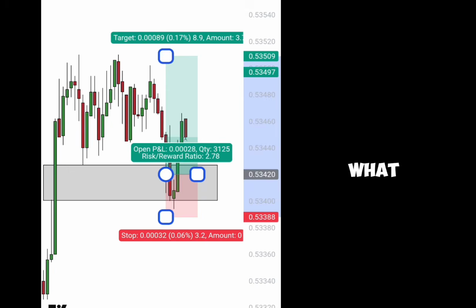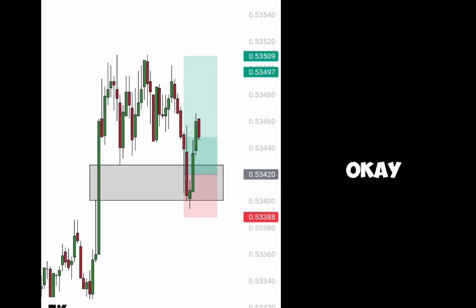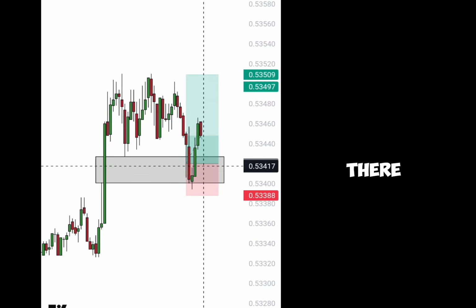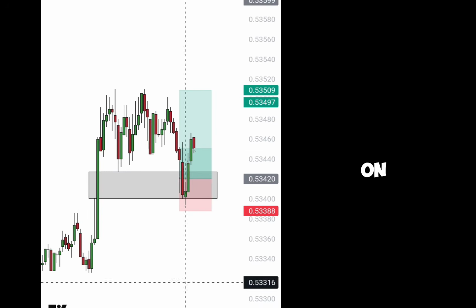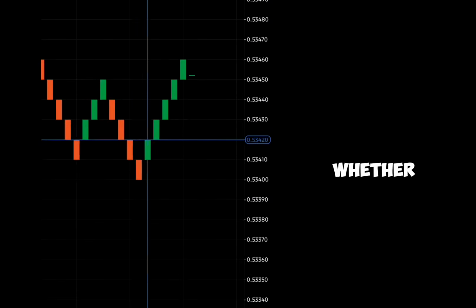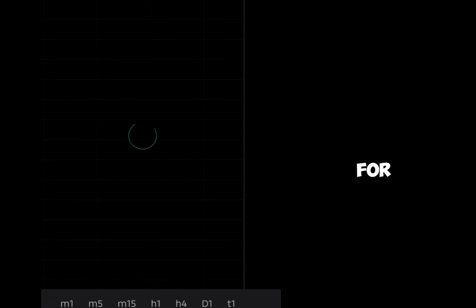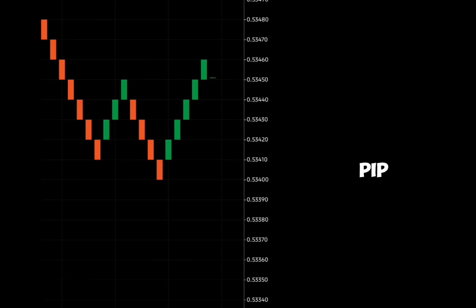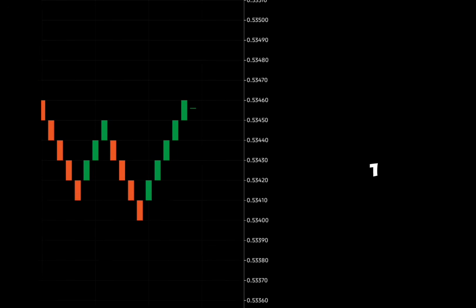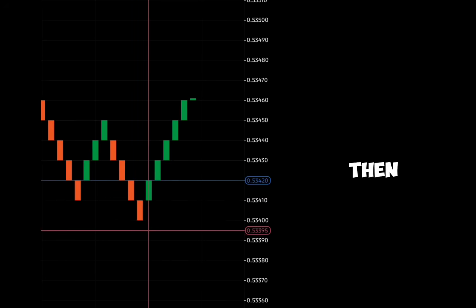All right, so this is what the trade would have looked like. I would have taken the trade right there. I'm not just taking the trade based on my analysis on TradingView. I want to also confirm whether I would see a green candle on my RE1. Remember, RE stands for Renko, which is 1 pip. So RE1, this is where I would have taken the trade. My stop loss would have been down here, and then I'll target the up.